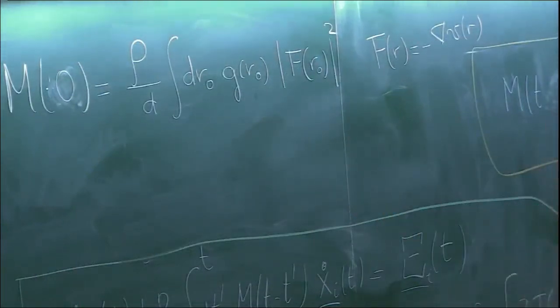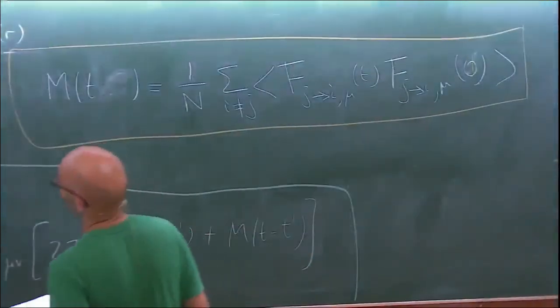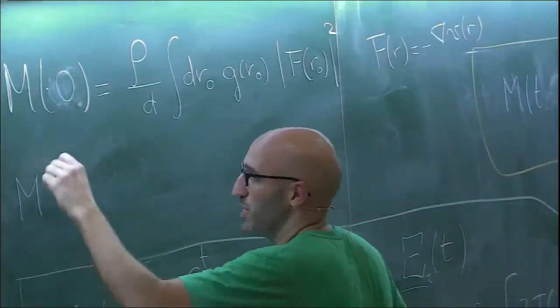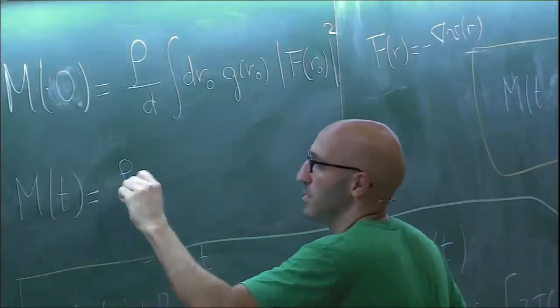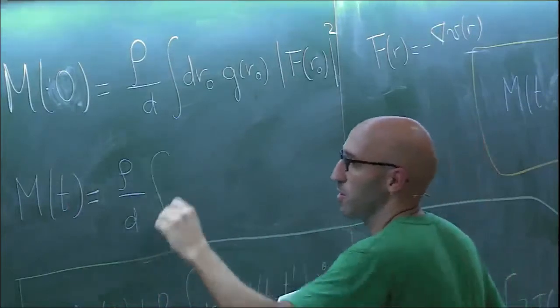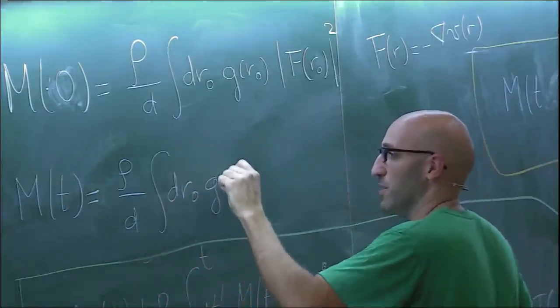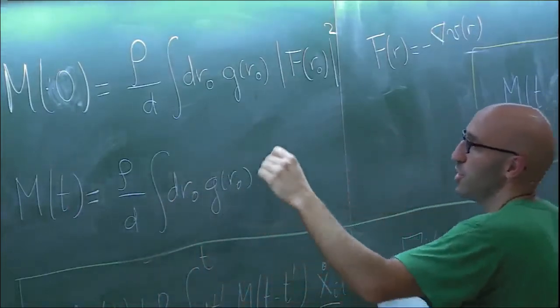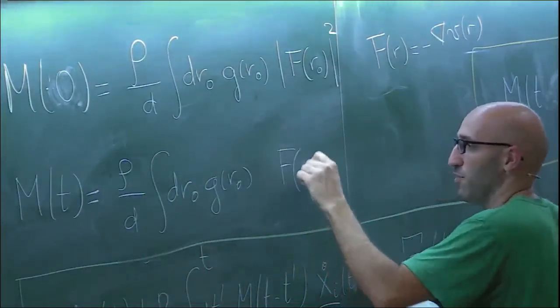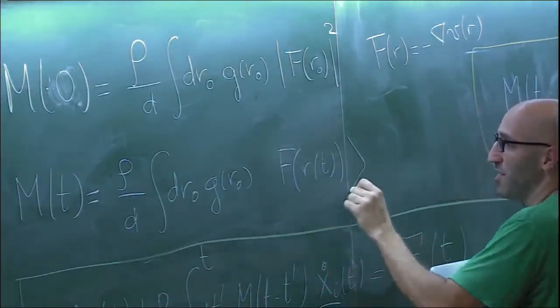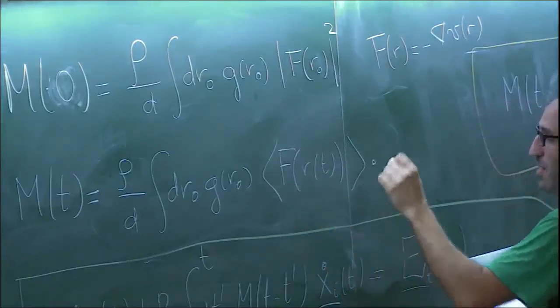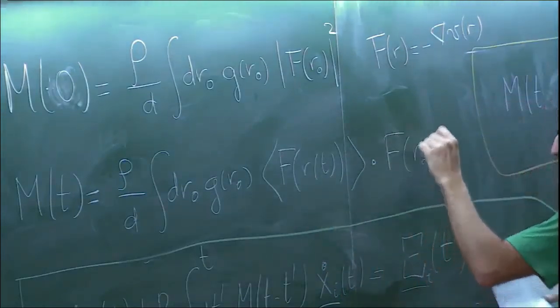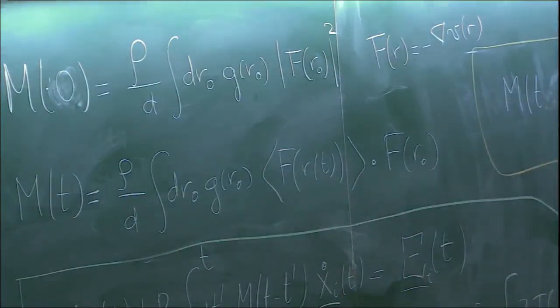Otherwise, I can discuss it tomorrow because now I'm out of time. So this is at time equal to 0, and now if I put time back, it's going to be the same, except I should put the time here. So I will have to extract the initial distance from g, and then I have to put f of r of t, averaged over the dynamics, times f of r0. So I'm done. Let me just comment on the result, and then tomorrow we restart from here.